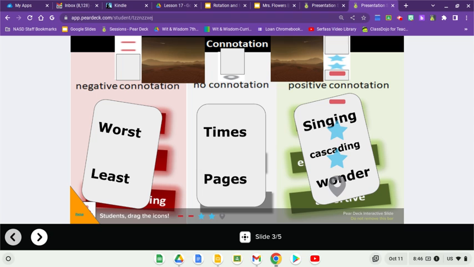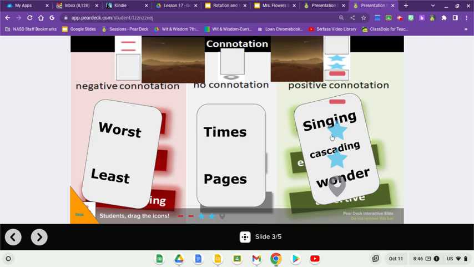So let's take a moment and think about some of the negative connotations and positive connotations from a passage we're about to look at together. Take a moment and I'd like you to drag the red to the negative connotations. I'd like you to drag the blue to the positive connotations. And I'd like you to drag the gray to the neutral connotations. Take a moment to do that now.